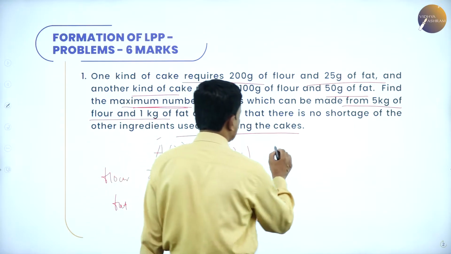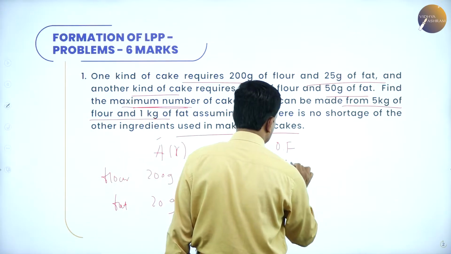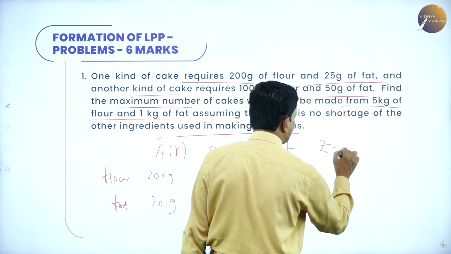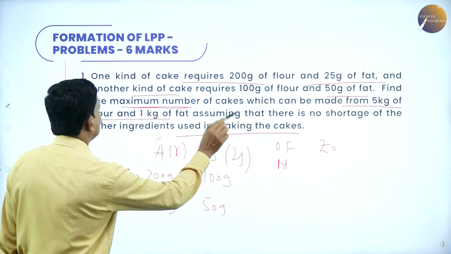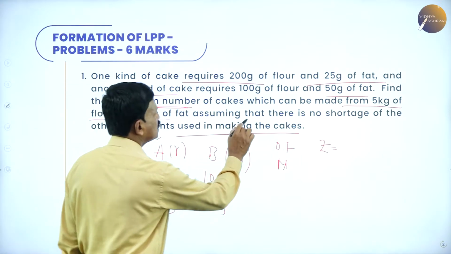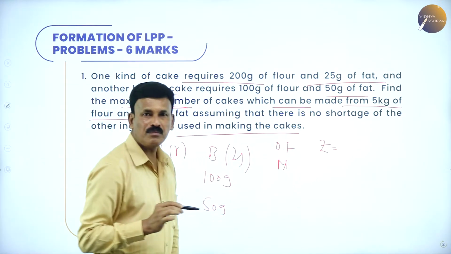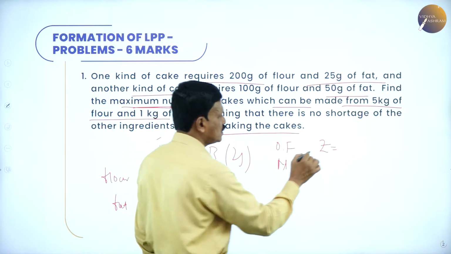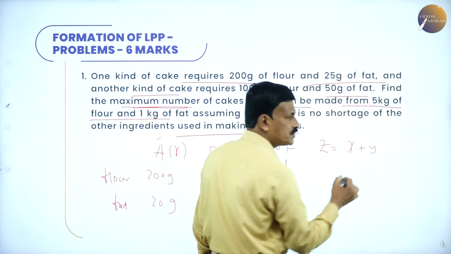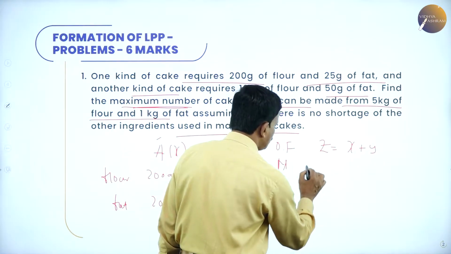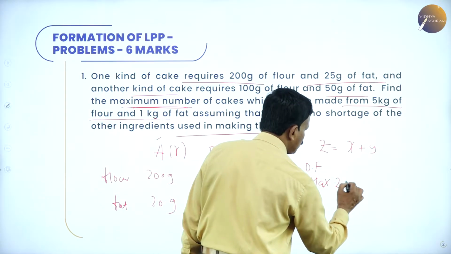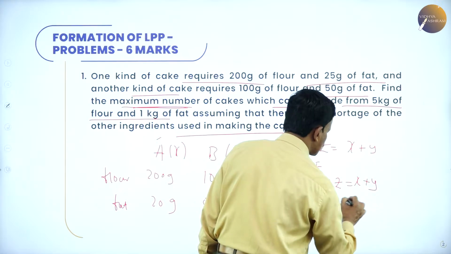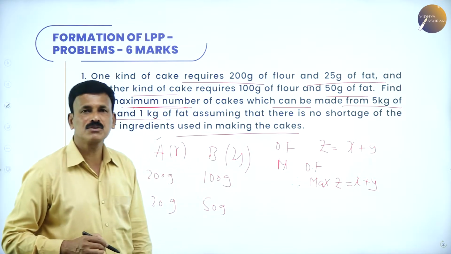The objective function: let us write the function first. Z is equal to the maximum number of cakes which can be made. So here Z is equal to x plus y. Now what is the objective function? The objective function is max Z is equal to x plus y.